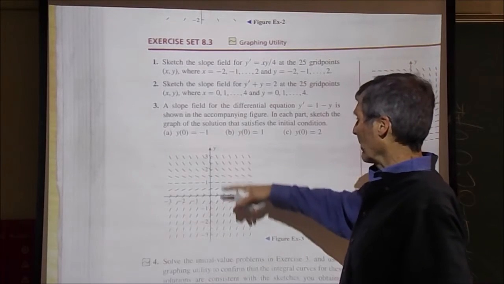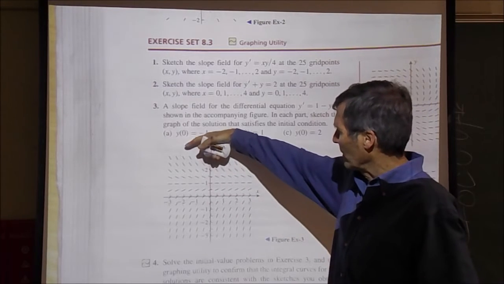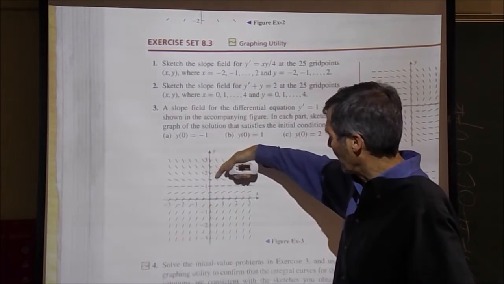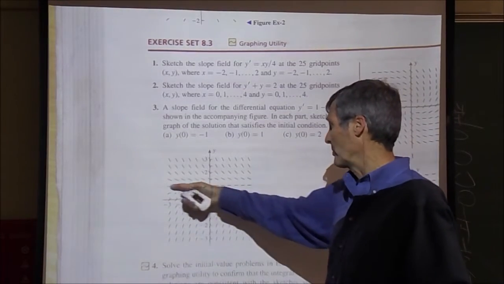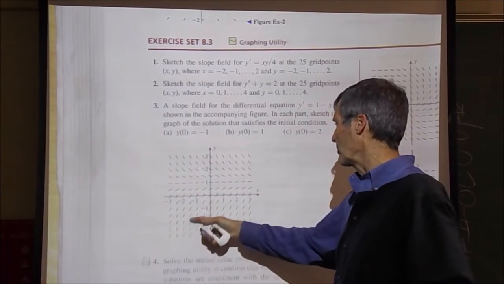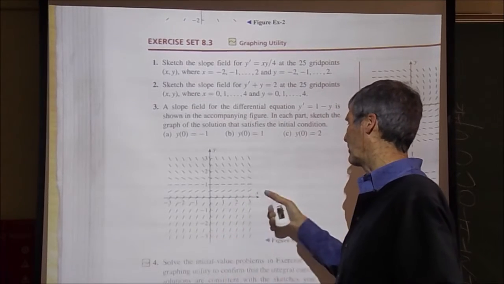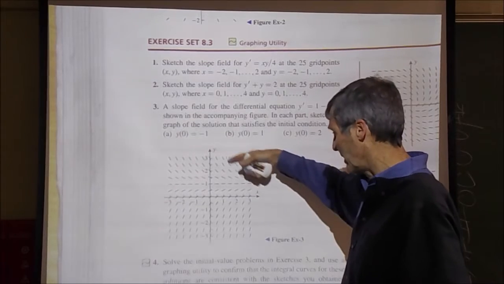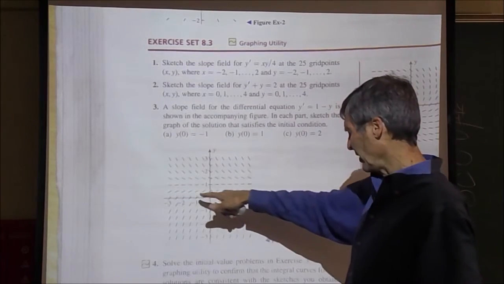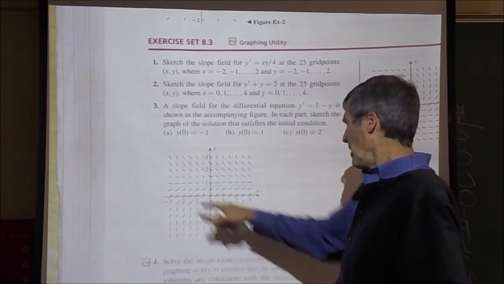If you want to sketch the graph of the solution, it has to go through tangent to each of these. So some of the solutions are coming down like this. It can't pass through this line because this is a solution itself. Some of the solutions are coming up like this. So this is what the solutions look like given this direction field. You can sketch the solutions to be approximately tangent to each little line segment.